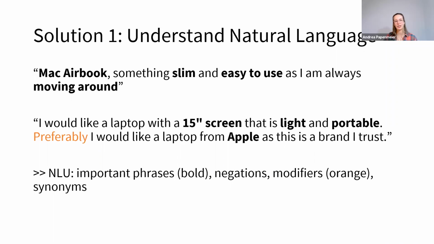You need a system that is able to process natural language. That includes basic things like extracting the important phrases from a whole sentence, understanding synonyms, understanding negations, understanding what we call modifiers, so words like probably, maybe, or preferably, that would tell you that it's not a must-have, but a nice-to-have, and stuff like that.